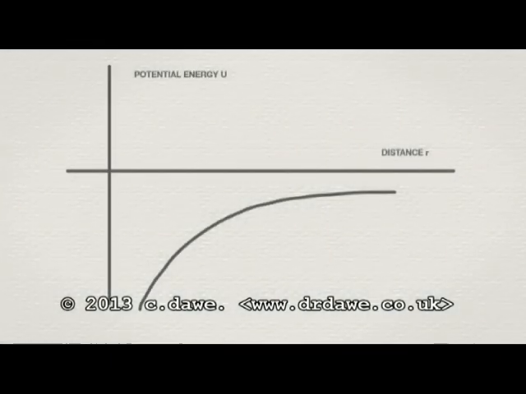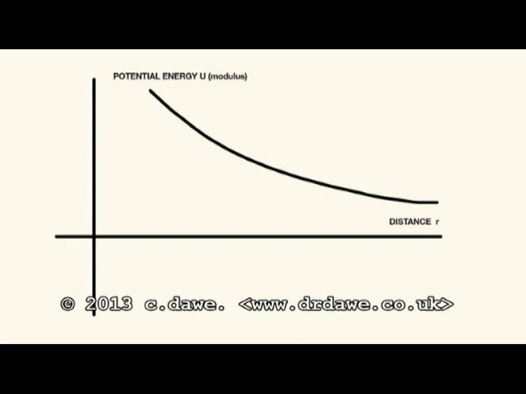The graphs for U against r can vary. In this graph, it is shown as negative as the equation says. But in this graph, it is shown as positive. This graph is really showing the modulus of U against distance.